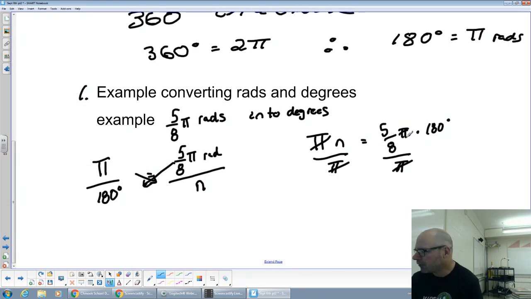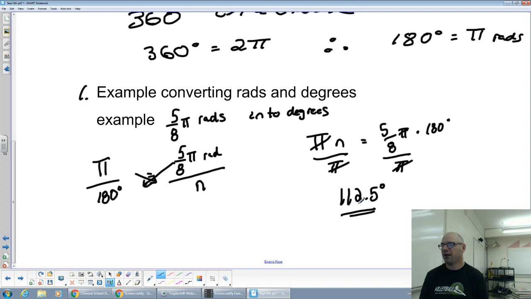Okay, so 5/8, the pi's canceled. 5 times 180 divided by 8. So take out our calculator. 5 times 180 divided by 8. And I had 112.5 degrees. Now we can leave that as a decimal there, because that's our answer. Okay, that's converting from degrees and radians.